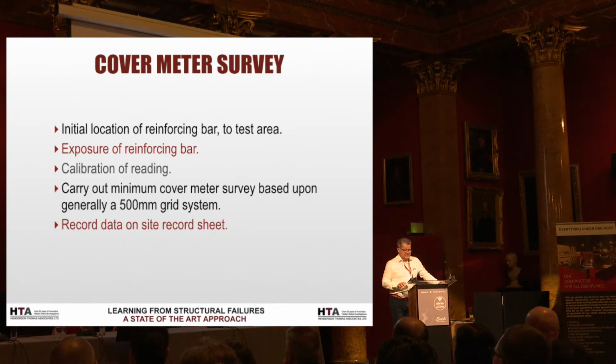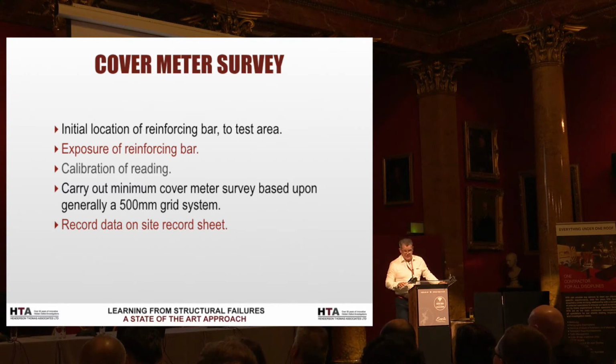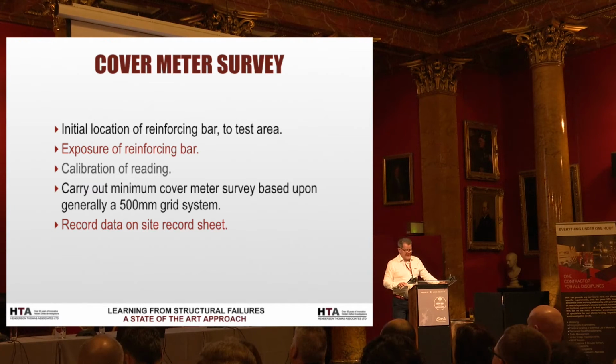When we go back to the condition survey type cover meter work, here we need to know the bar with the least cover in the test panel. The reason being, the concrete cover to the bar is the one thing that affords it protection. So I'm not really bothered about how deep the deepest bar is or the average depth of the bar. We want to know the one with the minimum cover. That bar therefore has the minimum protection and could be the first bar to be initiated to have corrosion present.